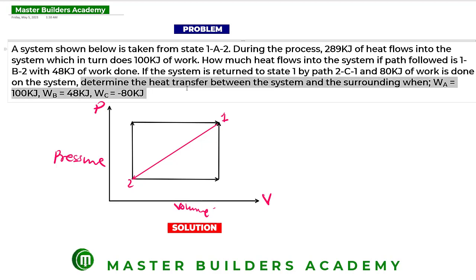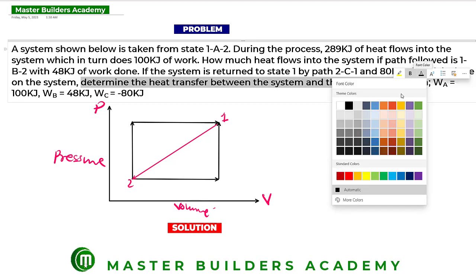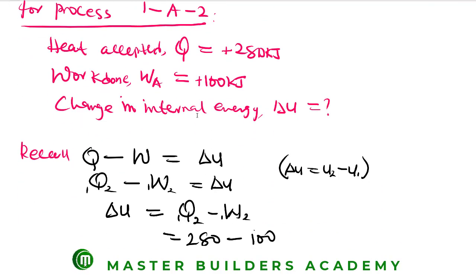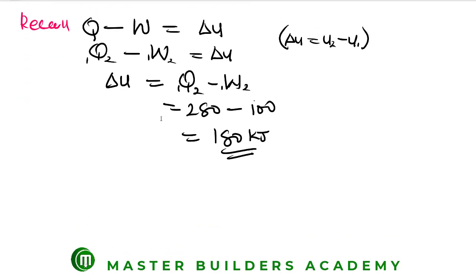Now, when you check the question, you will find out that we are asked to determine the heat flow or heat transfer between the system and the surrounding, whereby the work done is given for each process: WA, WB, and WC. And then we have gotten the internal energy. So the only thing we are going to be finding in the other processes is Q, which is heat transfer or heat rejected. Now we move to the next process. I hope you are following and catching up with what we are doing here.